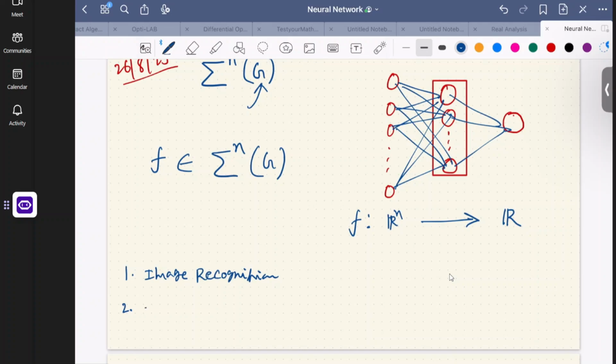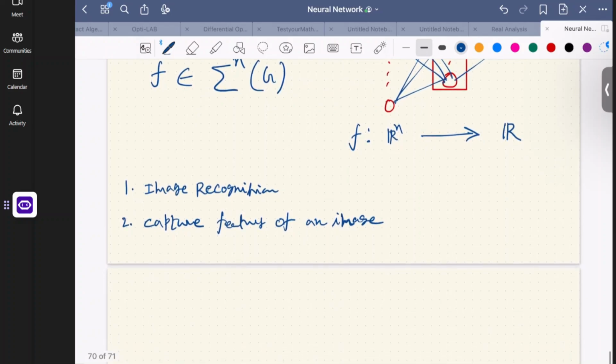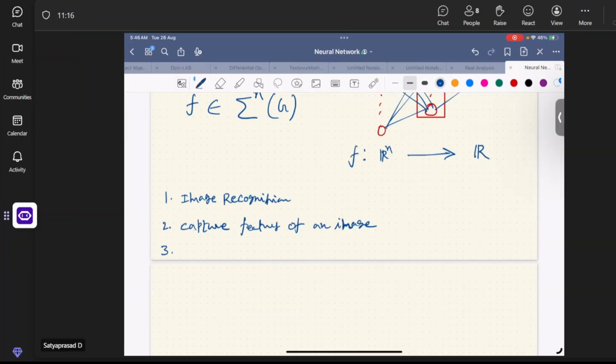I will write this down. Capture features of image, like as you said, the faces, edges, the depthness, those features. Each layer may take up one feature or multiple. They capture it. And any other than image, out of the image?